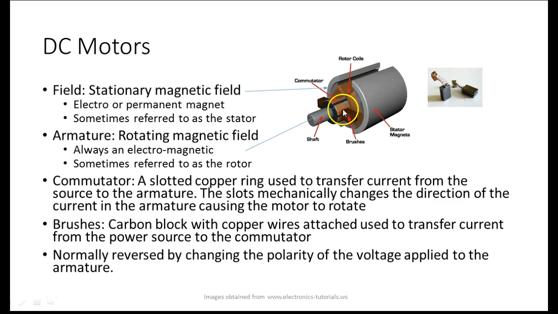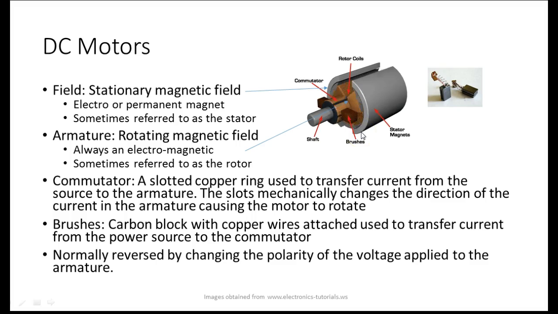But this commutator is set up on different segments, and this is not exactly right. The brushes are actually away from the fields. They're 90 degrees out from the fields. So what happens, I put current through there. It creates a north and a south, and it causes it to pull. Right? You understand? And then once it's in motion, it wants to do what?